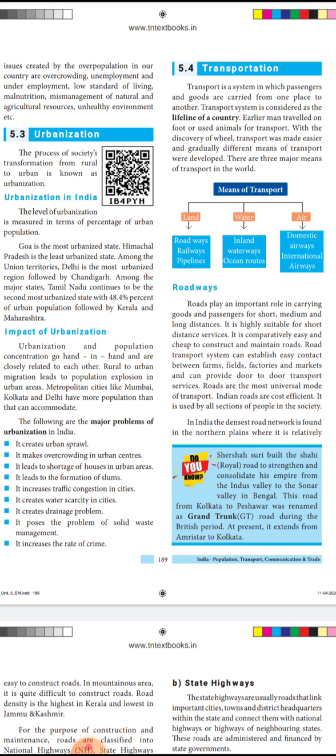At present there are 13 major and 200 minor ports in India. The major ports are administered by the central government, and the minor ports are managed and administered by the state government. Next comes the air transport.